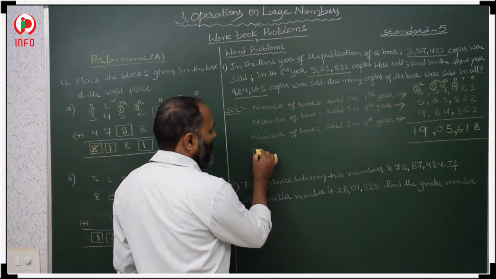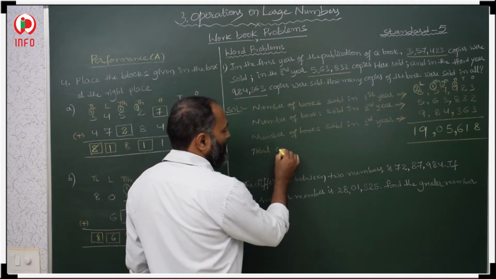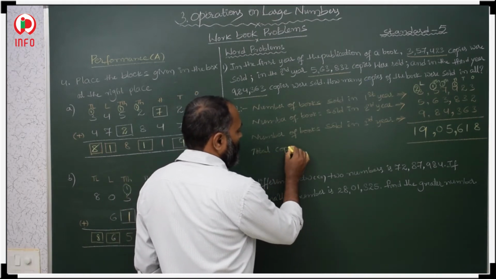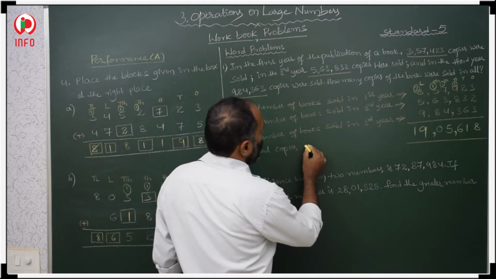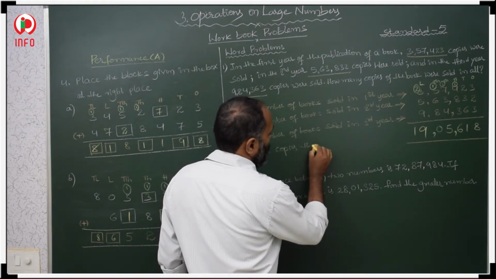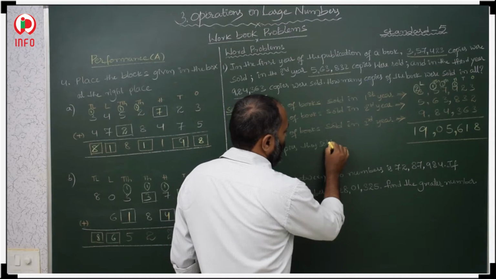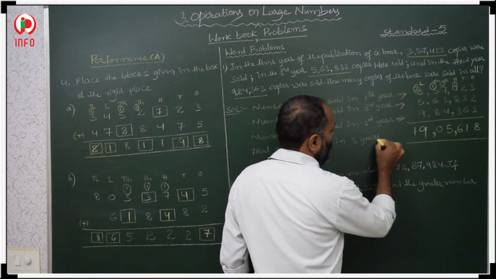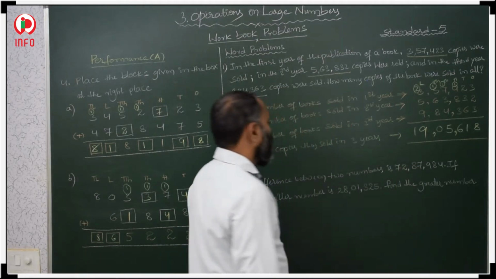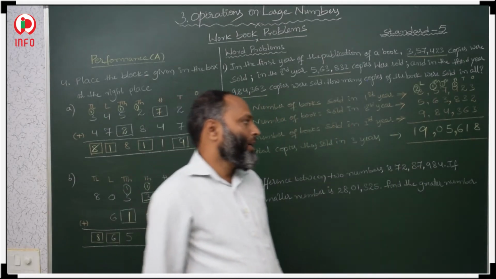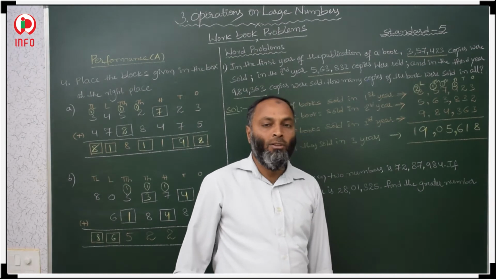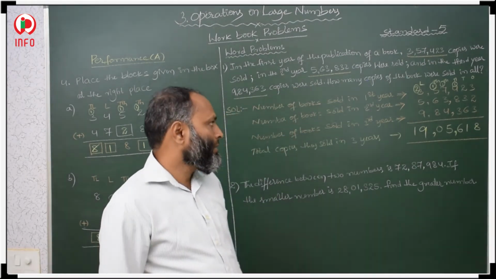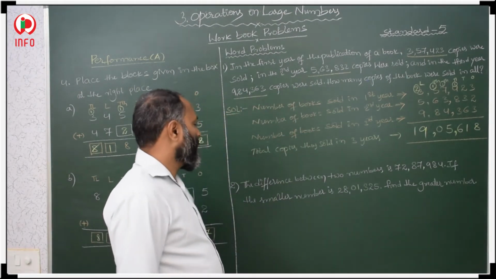Total number of copies sold in 3 years. Total copies were sold in 3 years: 19,05,618 copies were sold in these 3 years. Okay.